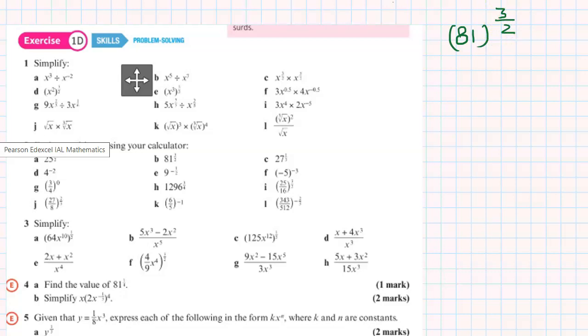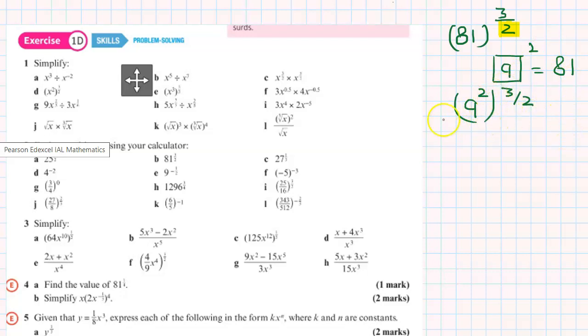So in this question, you have to start from this number. What is a number that when we square, we get 81? You know that 9 is a number. When you square 9, you get 81. So instead of 81, I'm going to write 9 to the power 2, and 3 over 2.